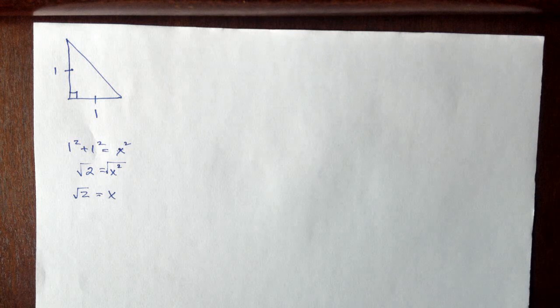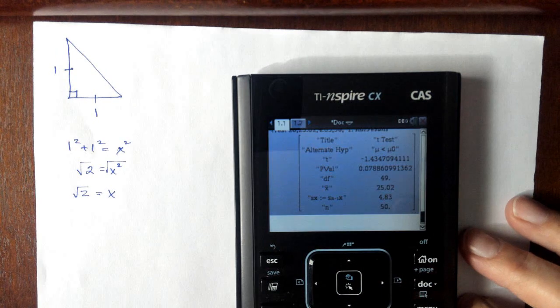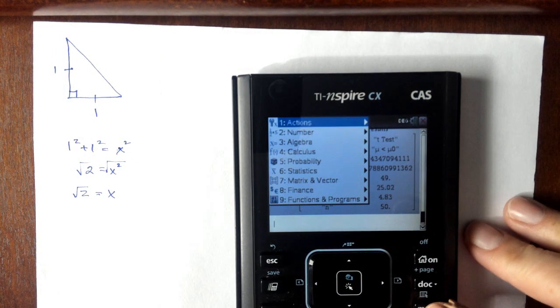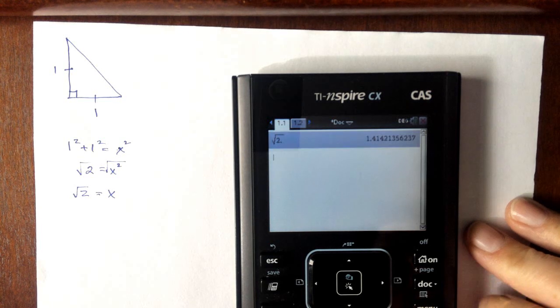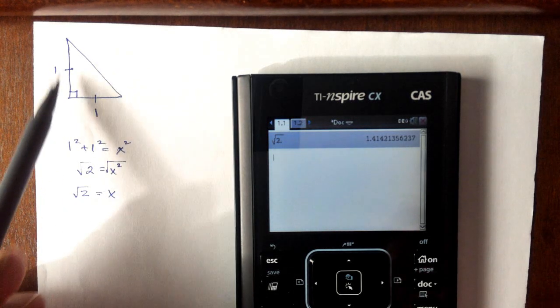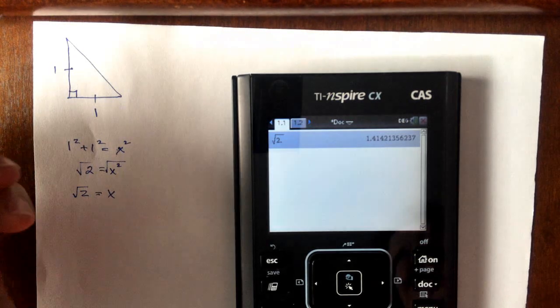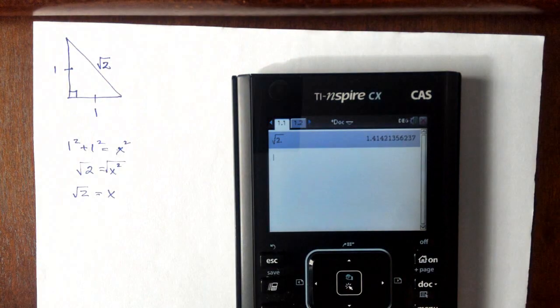Now the square root of 2 is rather ugly. If I look at its decimal approximation in my calculator, let me get a clean screen here. Square root of 2 is about 1.414. So it's bigger than 1, smaller than 1.5. So it's definitely a bigger side than the legs are. So it's about 1.4. But we're going to keep it not ugly and call it square root of 2.